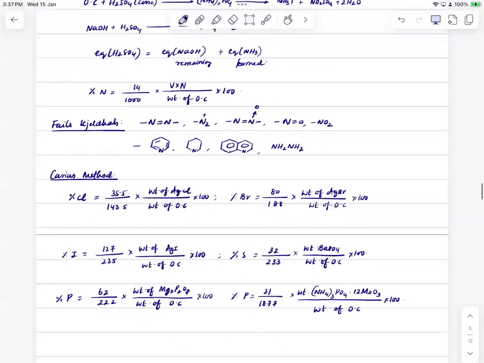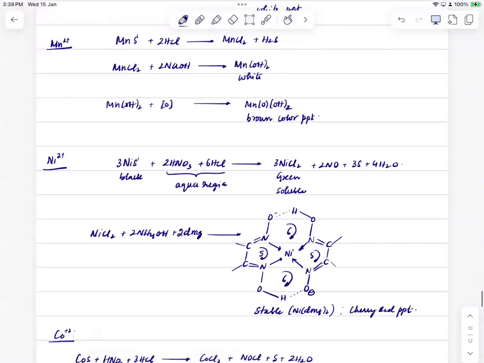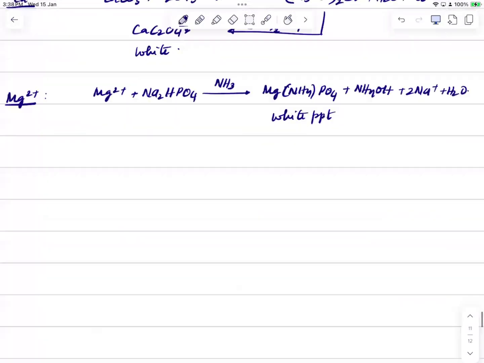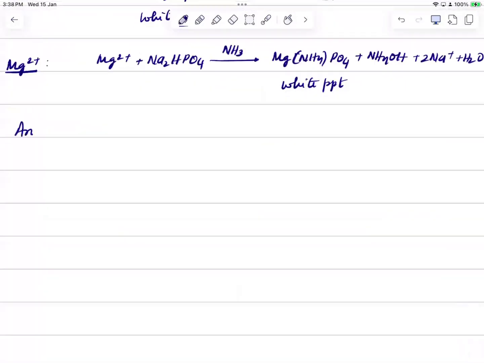So take out some time, go through the cationic tests once. Now let us see what are the anions we need to learn. What are the important anions we need to learn out of that? The first, for carbonate and all, these are easy ones, so we'll quickly go through that first.